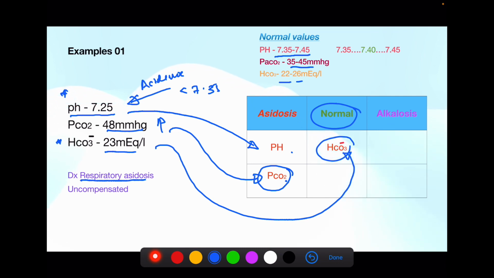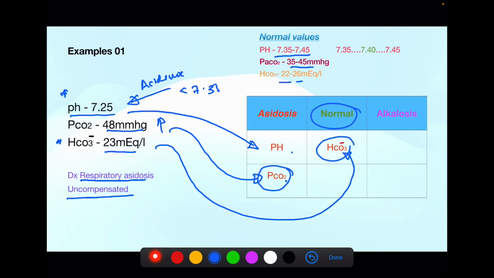Then this is not fully compensated because the pH is still on the acidotic side. It is partially compensated if the bicarbonate is higher than the normal range. But in this example, your bicarbonate is in the normal range. It means the body doesn't do anything to compensate this acidemia. That's why we call this uncompensated respiratory acidosis, right?